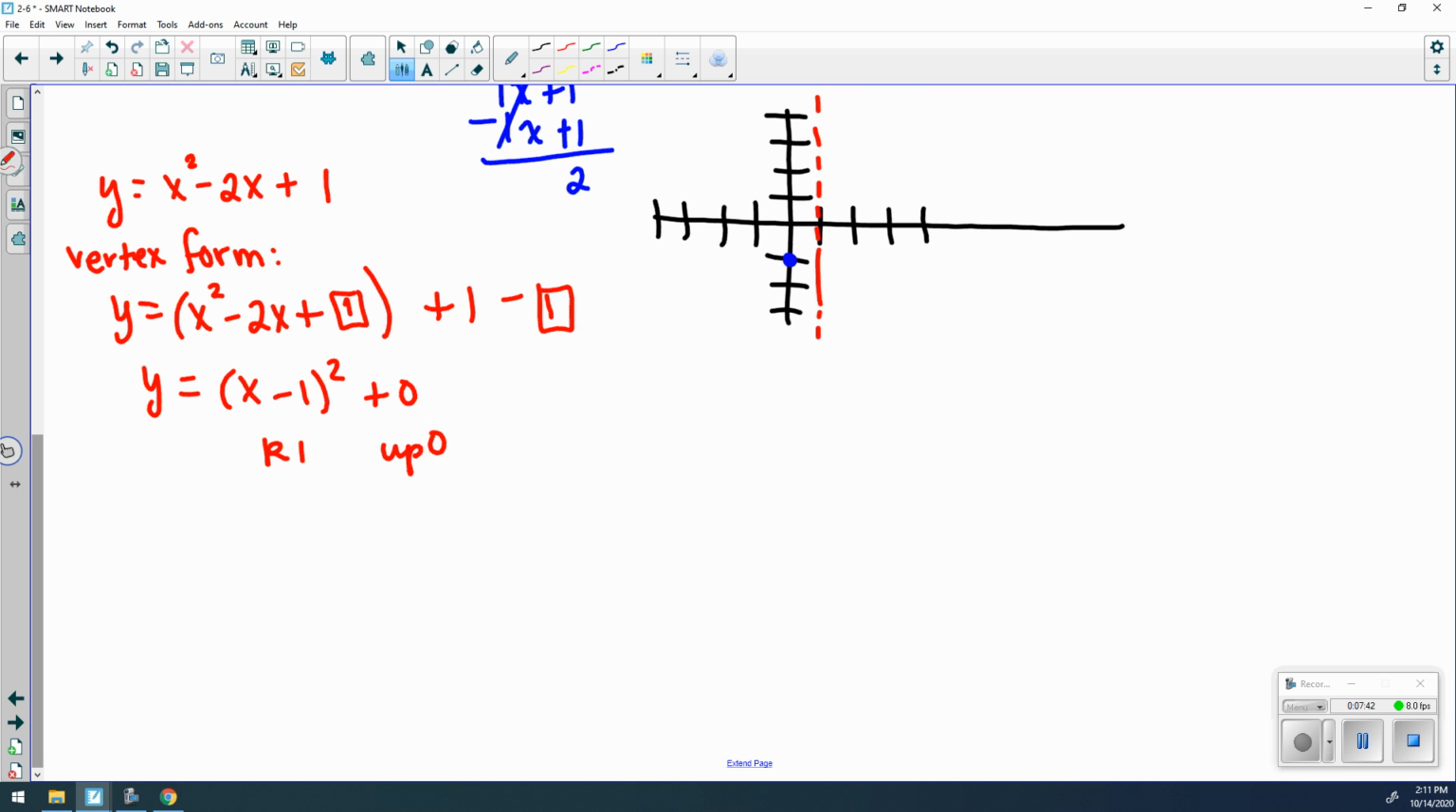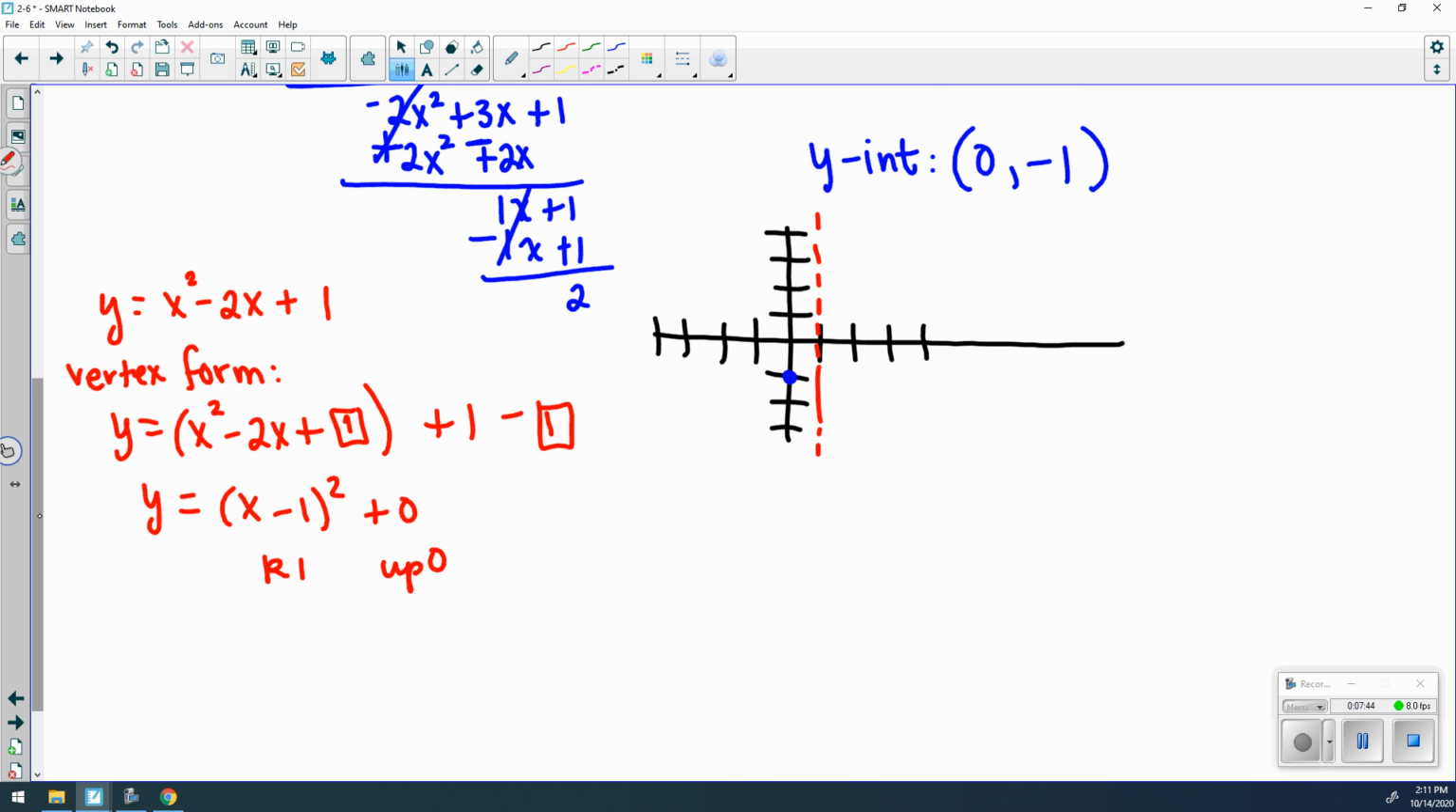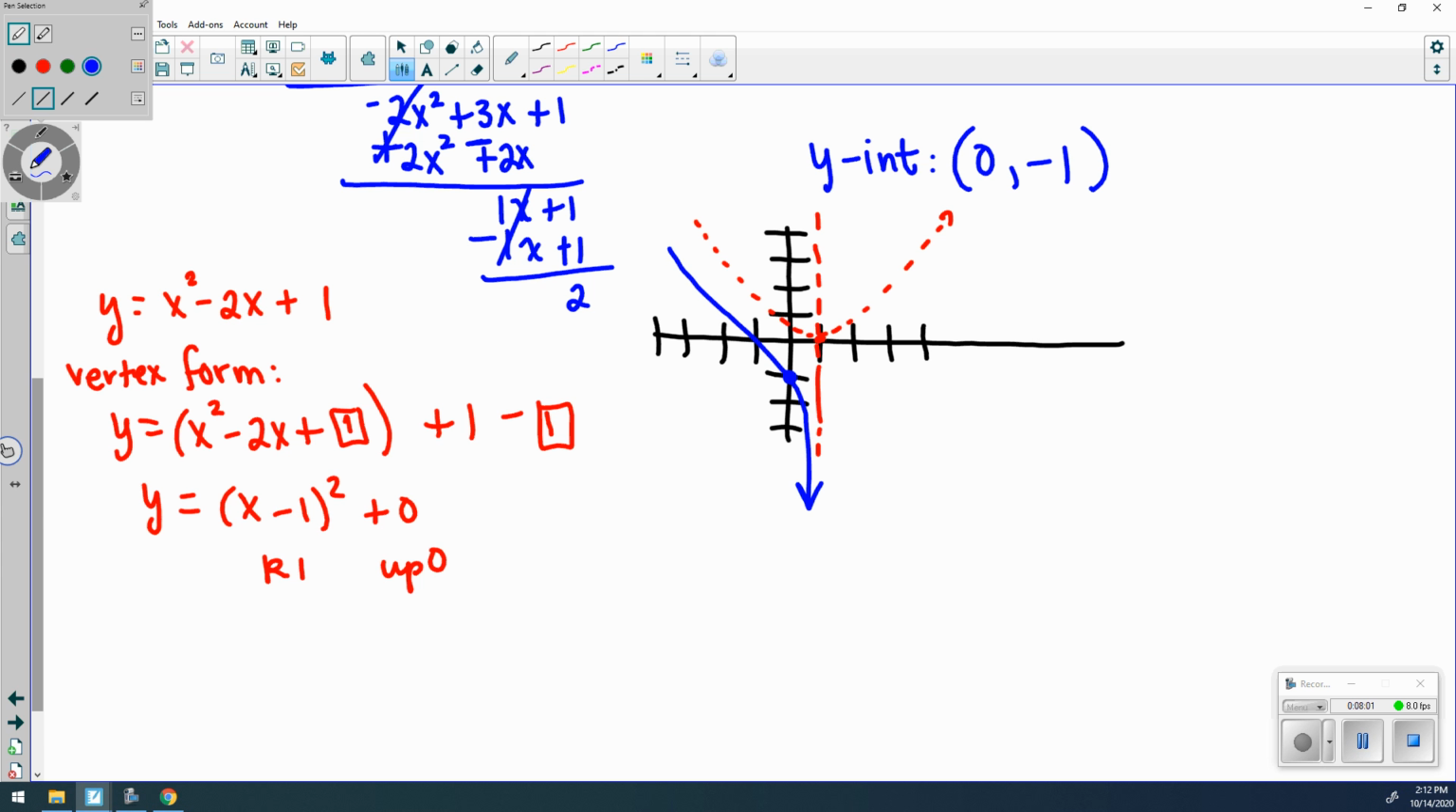I'm going to go to the right 1 and up 0. And then here is that asymptote, like so. And then from there, it's time to just draw in the curves. So my curves are going to hug these asymptotes like so. And then I'm going to come over here and hug this part too.